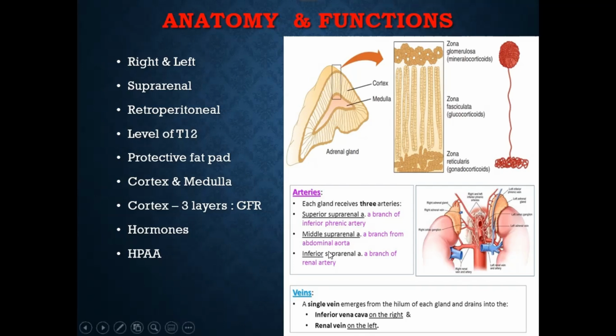Briefly on the vascular supply, each suprarenal, each adrenal is supplied by 3 arteries: inferior phrenic artery, middle suprarenal artery from abdominal aorta, superior suprarenal from inferior phrenic, and inferior suprarenal from renal artery. So superior suprarenal, middle suprarenal, and inferior suprarenal. The origin is from inferior phrenic, abdominal aorta, and renal artery. Vein, a single vein emerges from the hilum of each gland, drains on the right side directly onto inferior vena cava, left side into the renal vein.